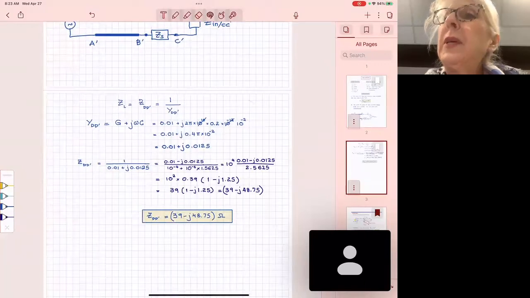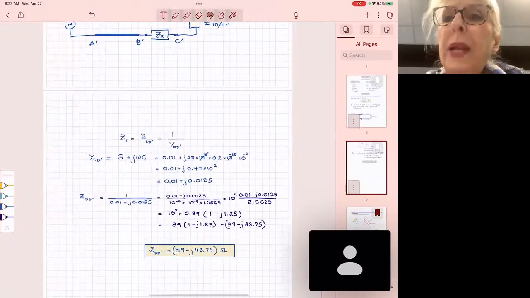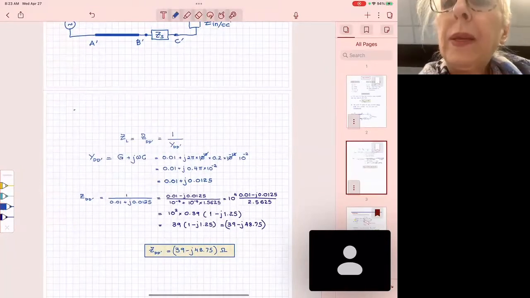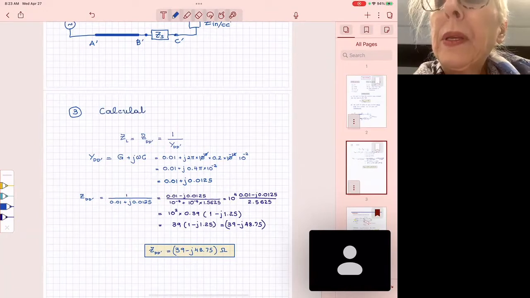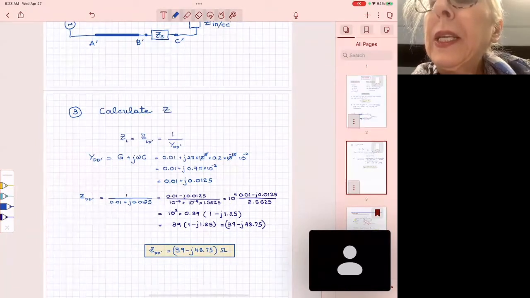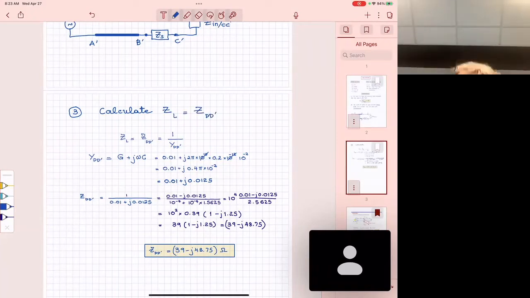Move it down a little bit. And as part of 3, I calculate Z sub L, which is practically also the Z at DD prime. You have a choice to call it either Z load or impedance at DD prime. It's the same thing. So I calculate that. I did that exactly the way I said. I calculated this first, and then I took the inverse, and then it gives me that.